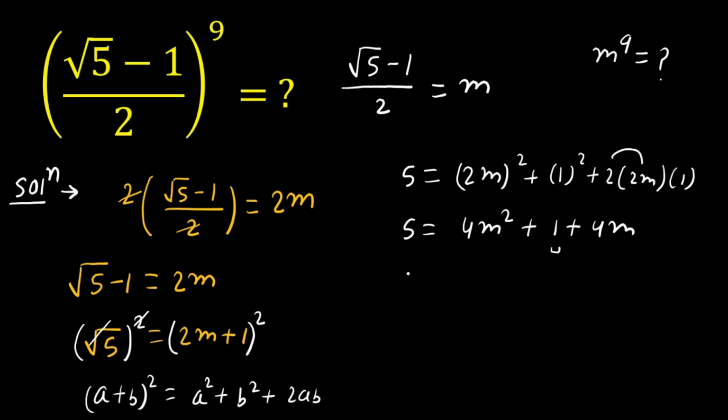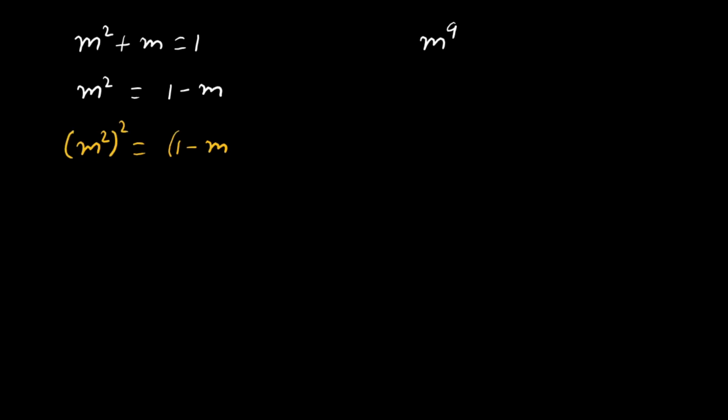If we take this plus 1 to the left hand side, then 5 minus 1 equals 4 times m squared plus 4 times m. Then 4 times m squared plus 4 times m equals 4. If we divide both sides by 4, then on the left hand side m squared plus m equals 1. And we know that we will find the value of m power 9. So m squared equals 1 minus m.